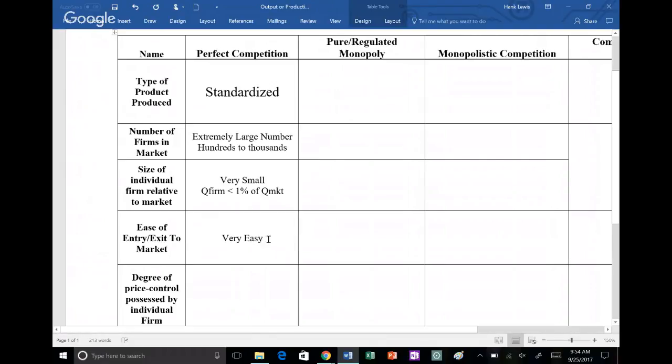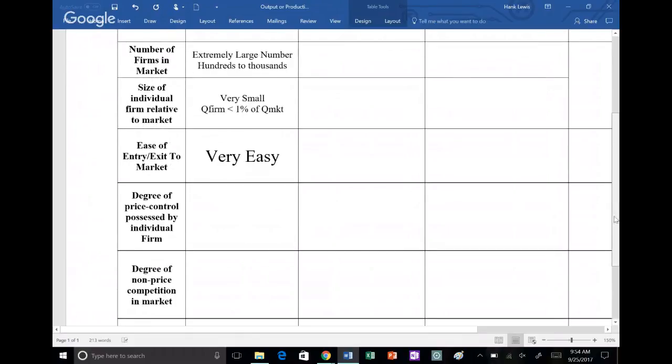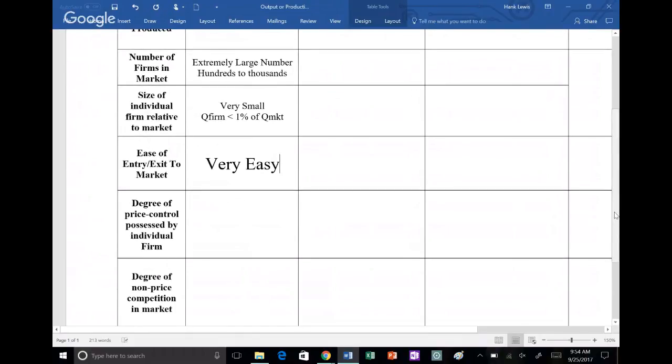Entry and exit to this market is the easiest of all four structures. It is described as very easy, meaning it has a minimal number of entry and exit barriers to getting in and out of the market. You still have startup costs. You still have to actually come up with a product and a business plan. But compared to the other structures, it's easiest to actually get started. It's the easiest to get out of as well.